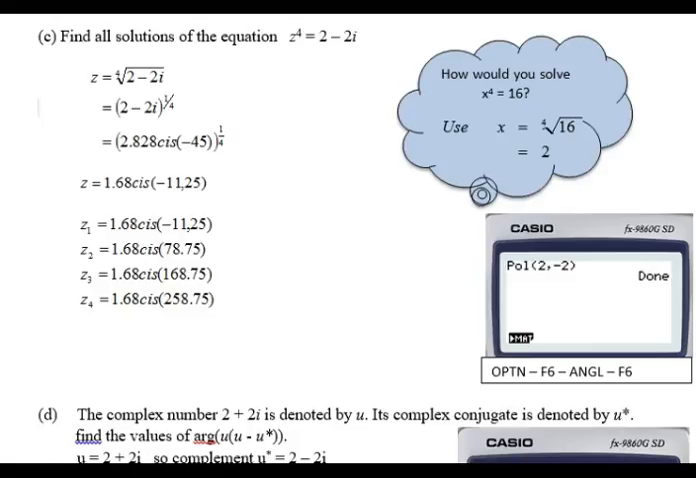Now, at that stage we're on achieved. Because there are 4 answers, they are divided equally around the circle with a separation of 90 degrees. 360 divided by 4 is 90. So I'm just increasing the angle by 90 degrees. Negative 11 plus 90, 78 plus 90, and 168 plus 90. 4 answers takes us to merit.